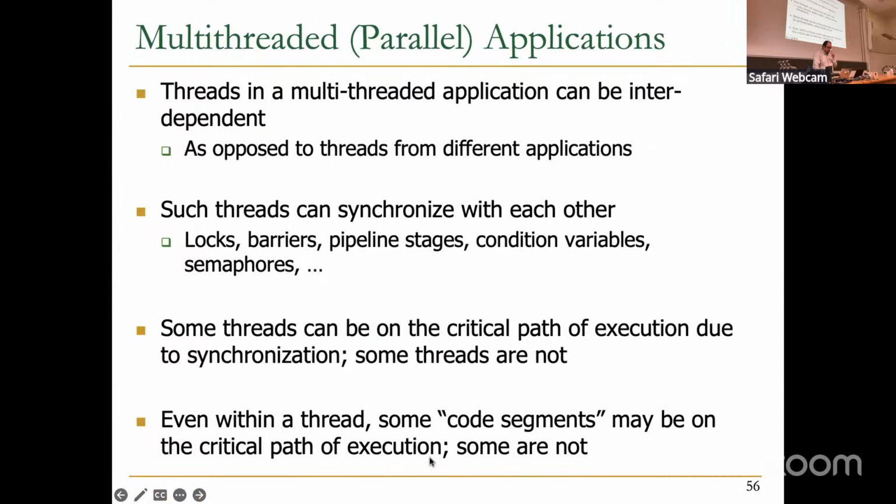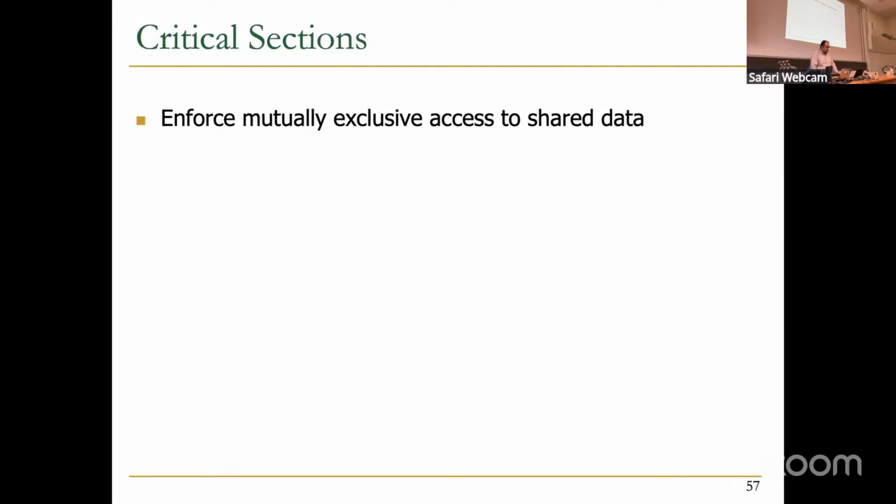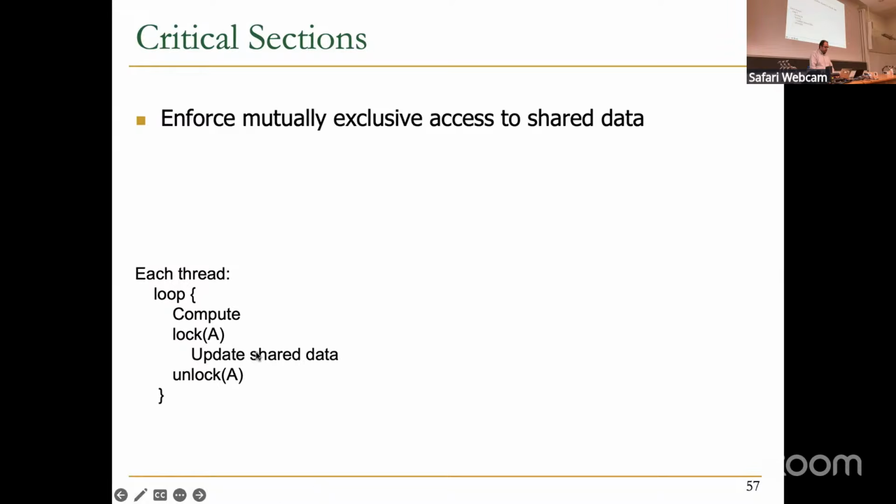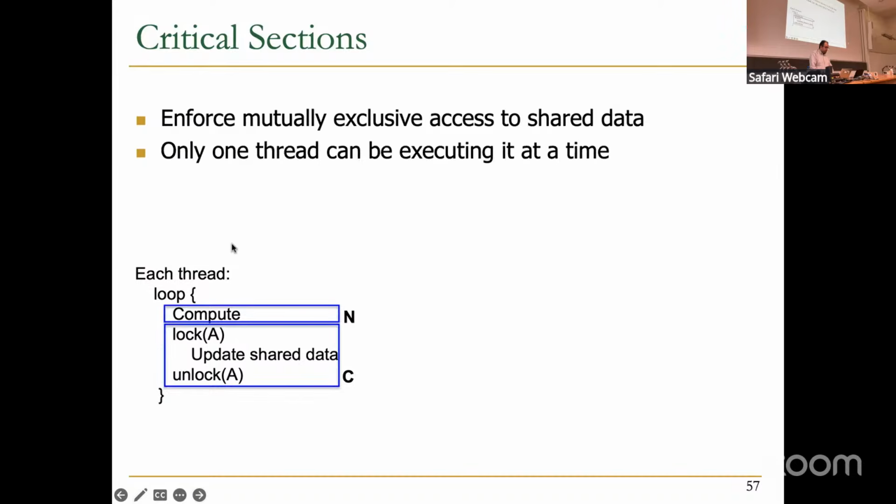So that's why we need to be careful about how we are scheduling in multi-threaded applications. Just to give you a bit more insight and background, there might be some critical sections to enforce mutually exclusive access to shared data. Here is an example of code for a thread: you have a normal computation, and then a lock to enter the critical section, so only one thread can be executing at a time.